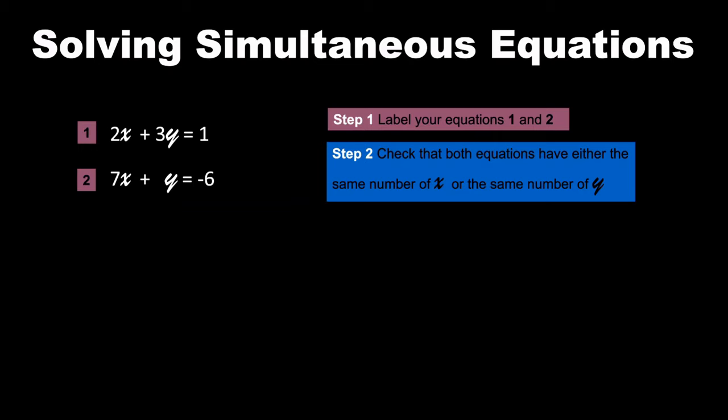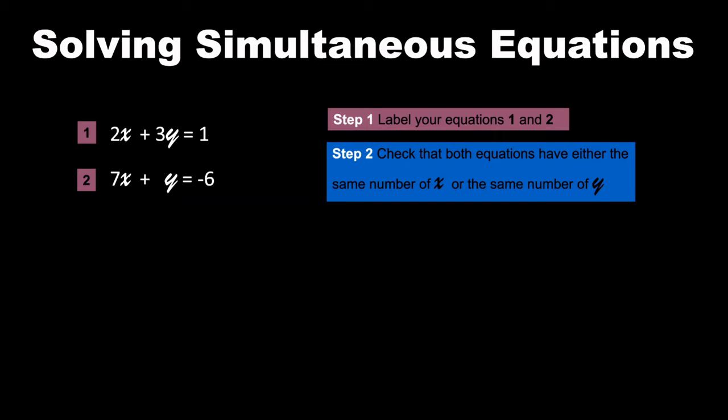Now that means to look at the coefficients of the x terms, and here my coefficient is 2, where there my coefficient is 7, so they are not the same. Here my coefficient is 3, and there there's no number in front of this y at all, that means it's 1y. So no, I don't have the same number of x's, 2 compared with 7, and I don't have the same number of y's, 3 compared with 1.